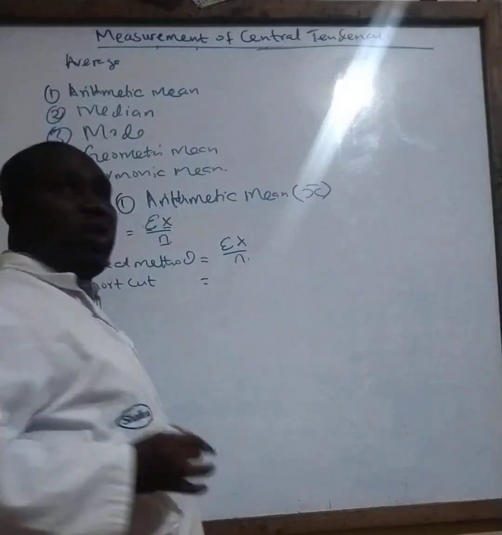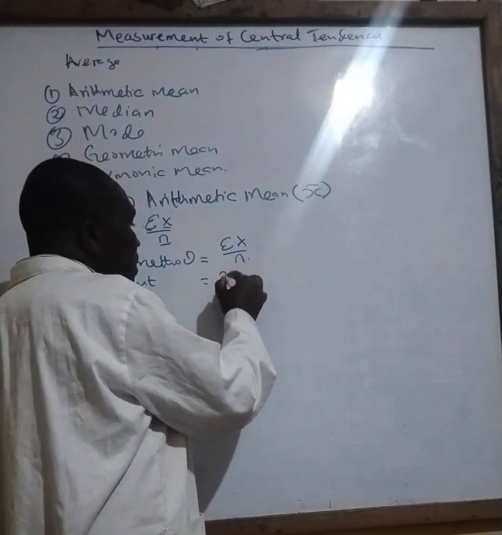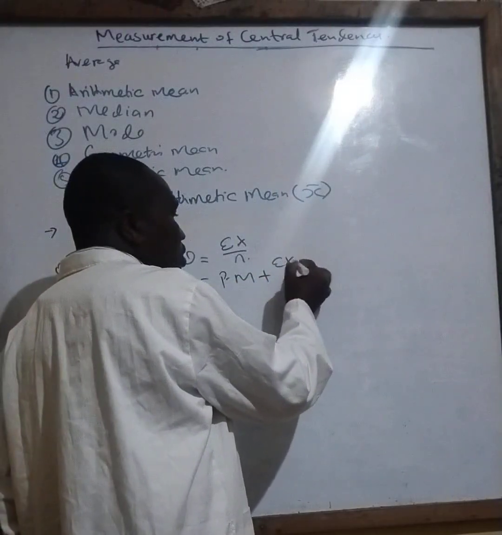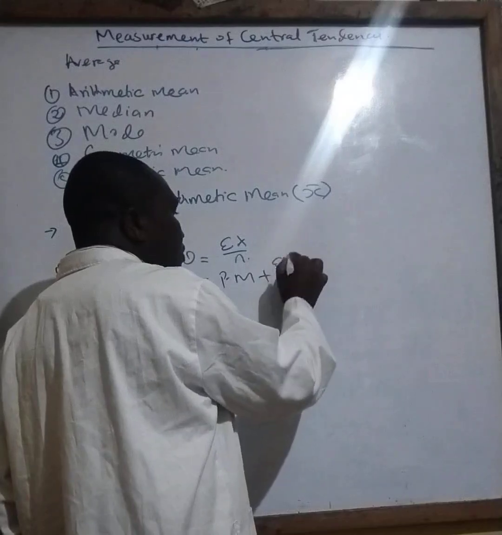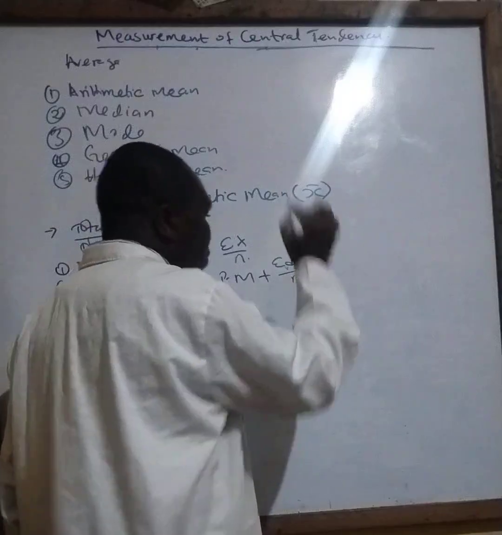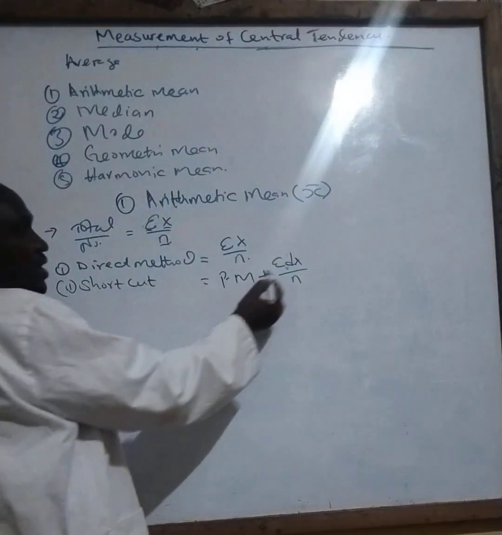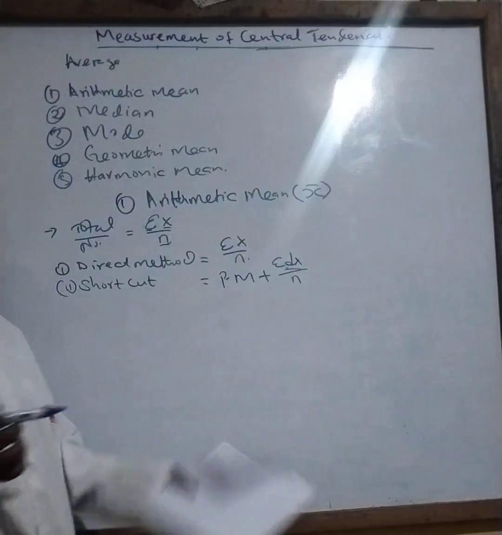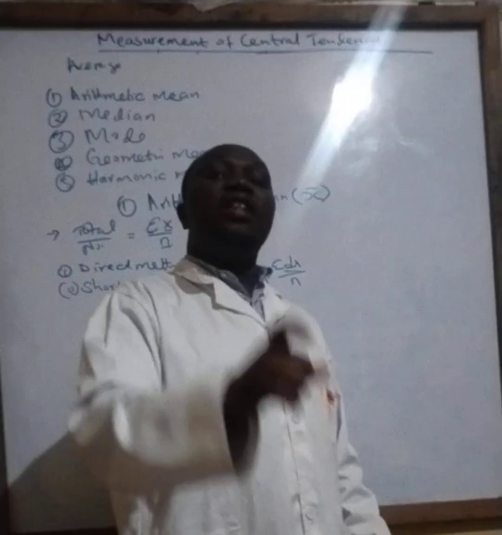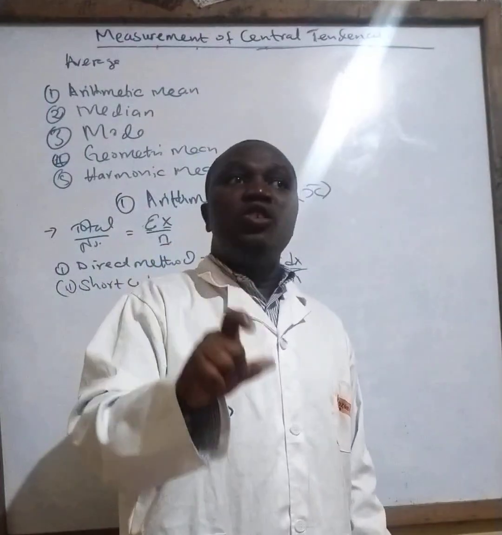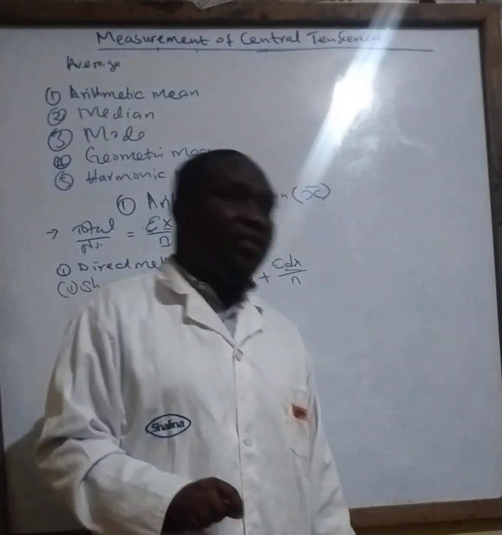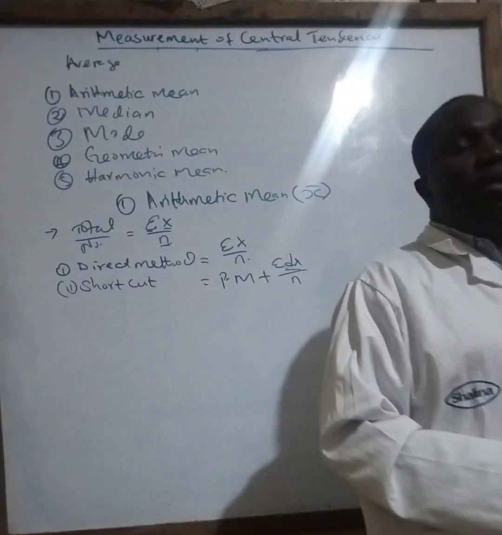In this case, we need to locate what we call the provisional mean, PM. Then we add summation of deviation over n. Look at that. In this case, I'm looking at the deviation. What is deviation? It is the difference between the actual value and the provisional mean, the figure that you have selected to represent your mean. You just take any random number among the data and make that number a provisional mean.